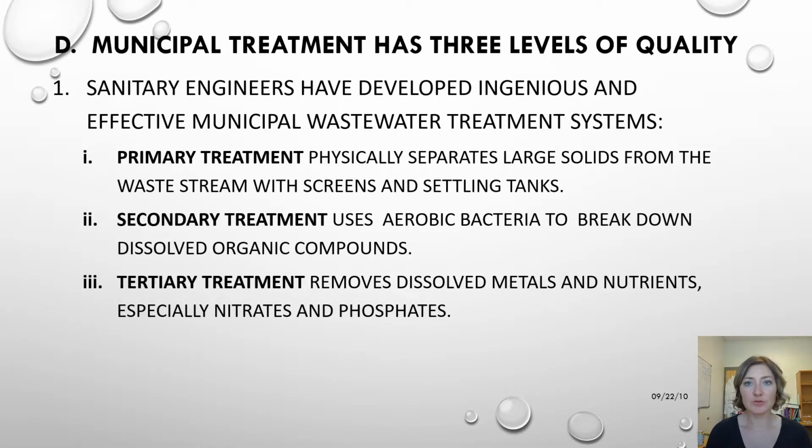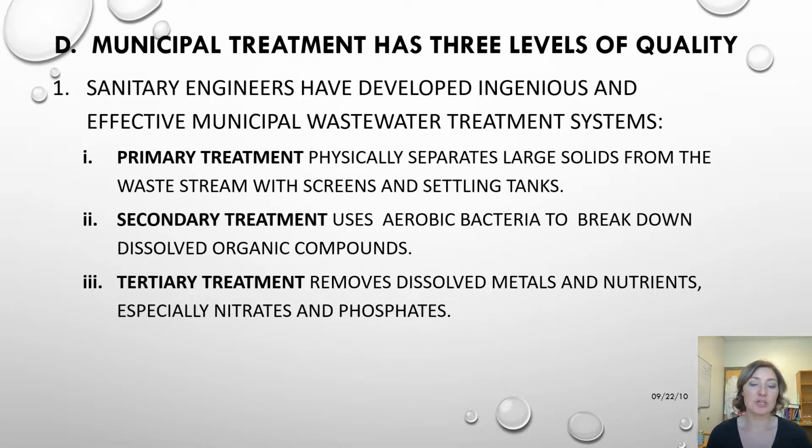All right, when you are treating wastewater, a municipal wastewater treatment plant is going to have 3 different levels of quality. We alluded to this in our first slide. Sanitary engineers have developed ingenious and effective municipal wastewater treatment systems. So in primary treatment, you're going to physically separate your large solids from the waste stream. You're going to use screens and filters and settling tanks to do this. So you're separating into a solid at the bottom and liquid on top.